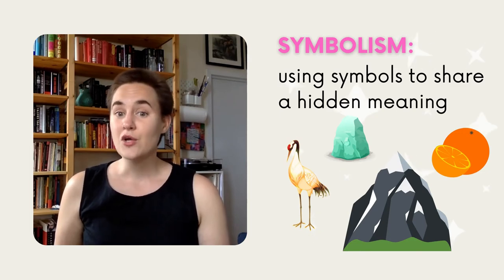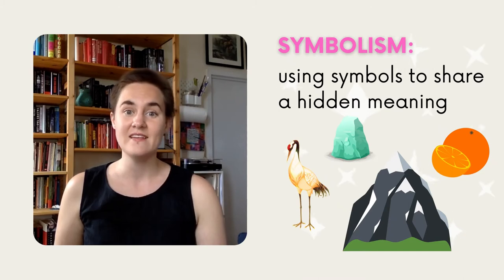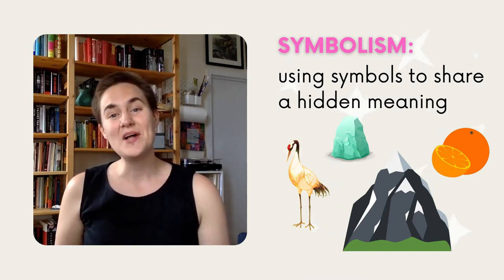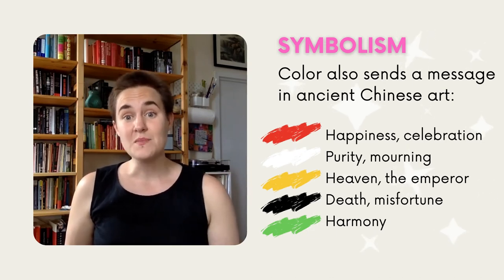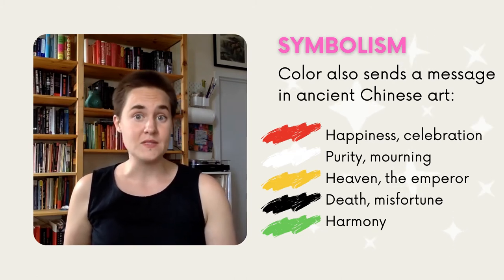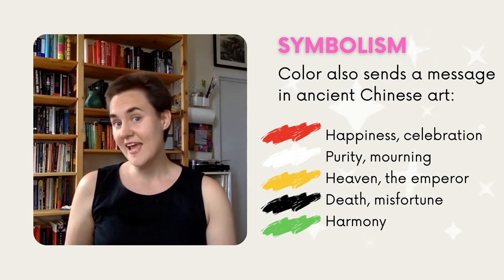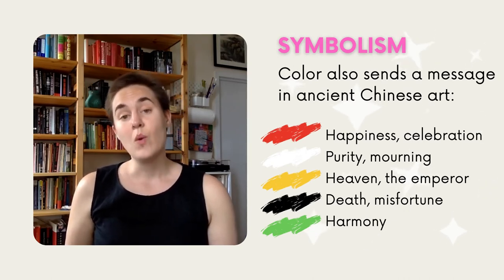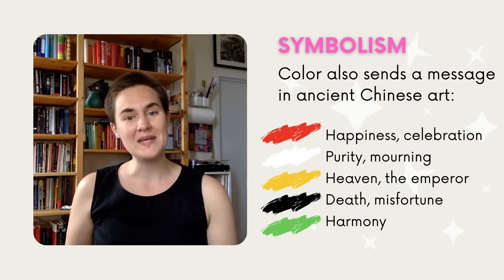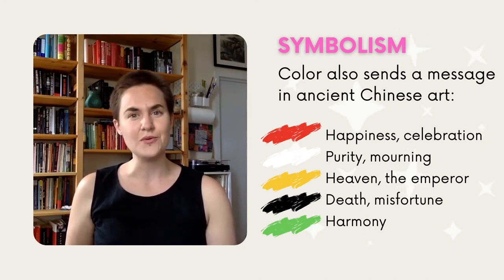But there are many other symbols we can find in traditional Chinese art. For example, a crane could be a symbol of peace, jade could be a symbol of protection, and oranges could be a symbol of happiness. Colors can mean different things too. Red or orange means happiness and celebration. White can mean purity, but also death and mourning. Yellow and gold could represent heaven and the emperor. Gray and black symbolize death and misfortune, while green symbolizes harmony. What do different colors and objects symbolize for you?